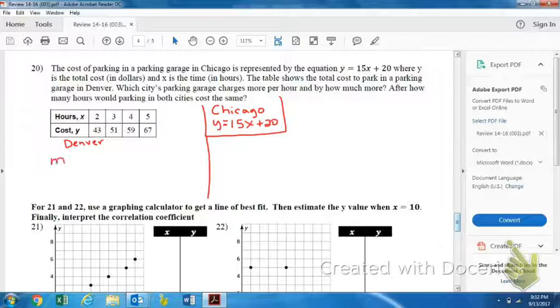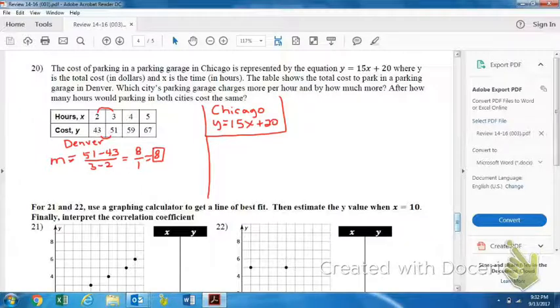And that's m equals the difference in y's, which is 51 minus 43, over the difference in x's, which is 3 minus 2. And the slope equals, let's see, slope equals 8 over 1, which is 8.